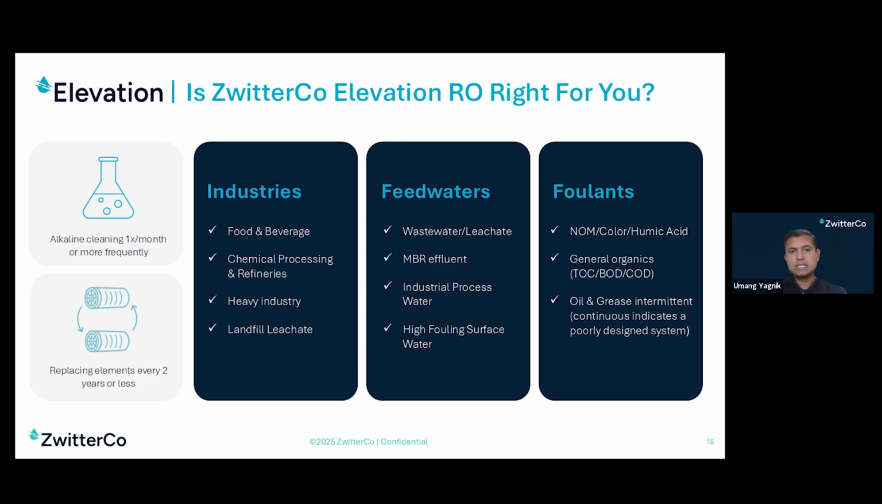If I had to go deeper and pinpoint the exposure of some of these organic foulants that have shown elevation RO outperform conventional RO membranes, I would say NOM, color, humic acid, which is often found in high fouling surface waters, very general organics like TOC, COD, BOD, or more aggressive foulants like oil and grease are very good organic foulants where we can add value with elevation RO.